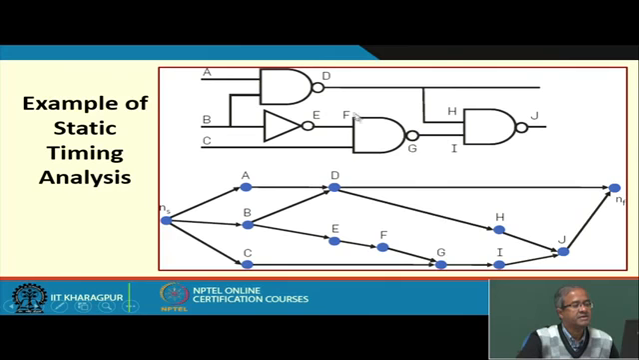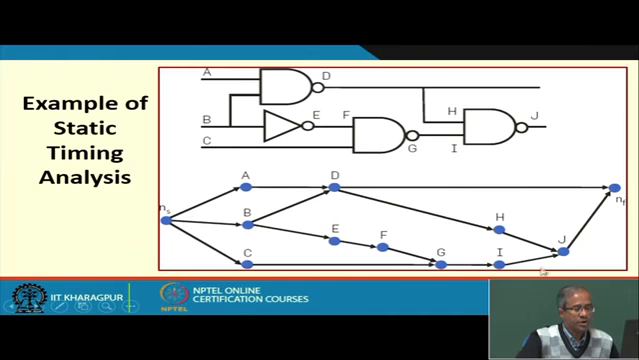Similarly, G and I, D and H, J, G like this. And in this graph, which I have not shown here, each of these edges can have a weight. This weight might indicate either the delay of the gate, the delay of the interconnection, or both. For example, when you go from A to D, you go through this interconnection as well as the delay of this gate, then you reach D. But when you go from E to F, it is just interconnection, G to I just interconnection.